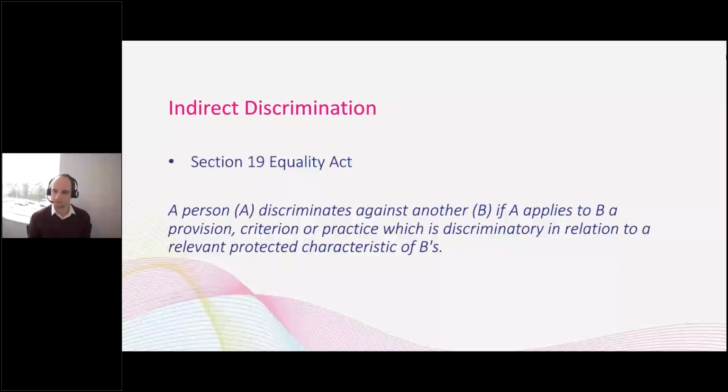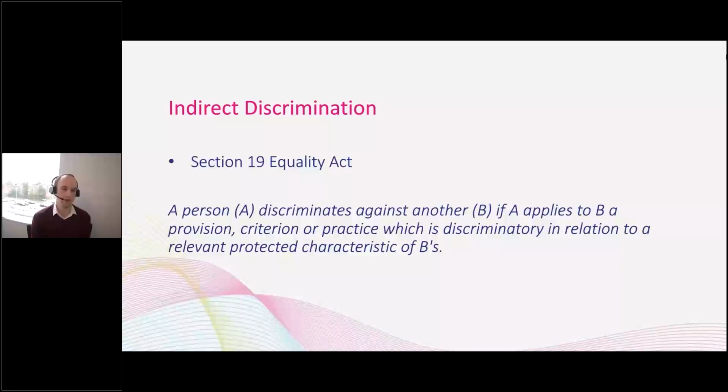arise accidentally. So what we've got here under Section 19 now of the Equality Act, you can discriminate against another individual if you apply what is described there as a provision, criterion, or practice. You will hear this referred to particularly by lawyers as a PCP because we do like to shorten things, which is discriminatory in relation to a relevant protected characteristic of B.